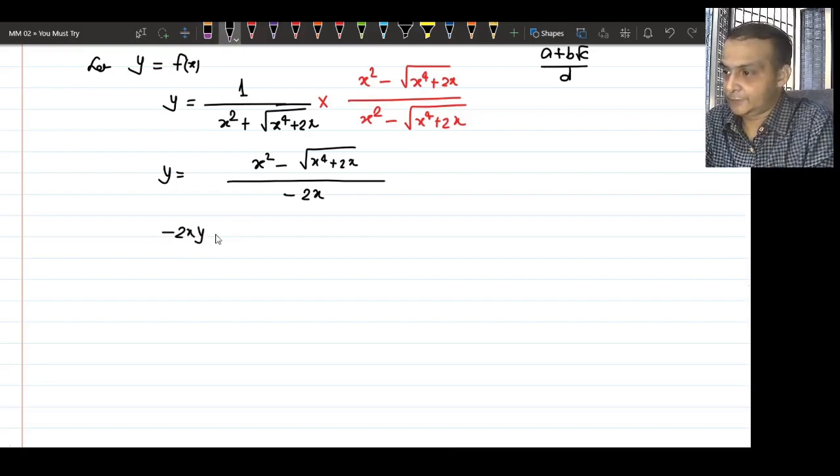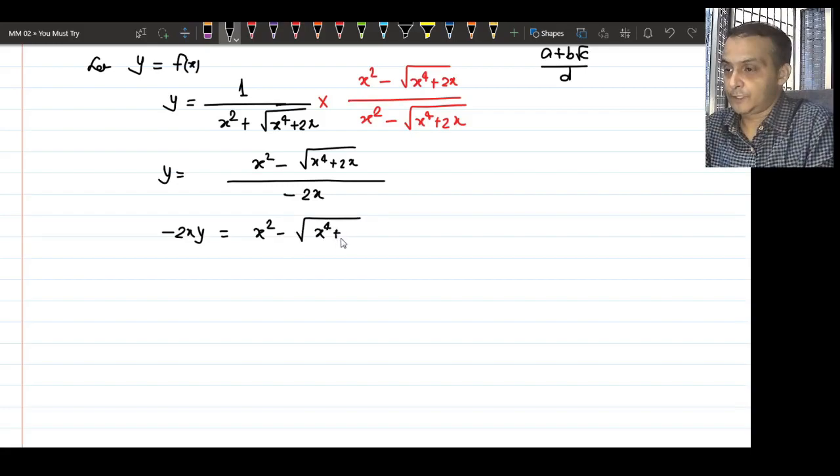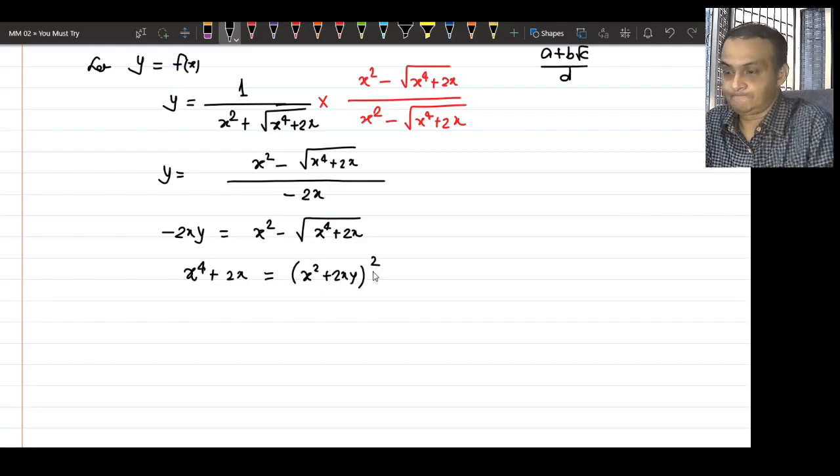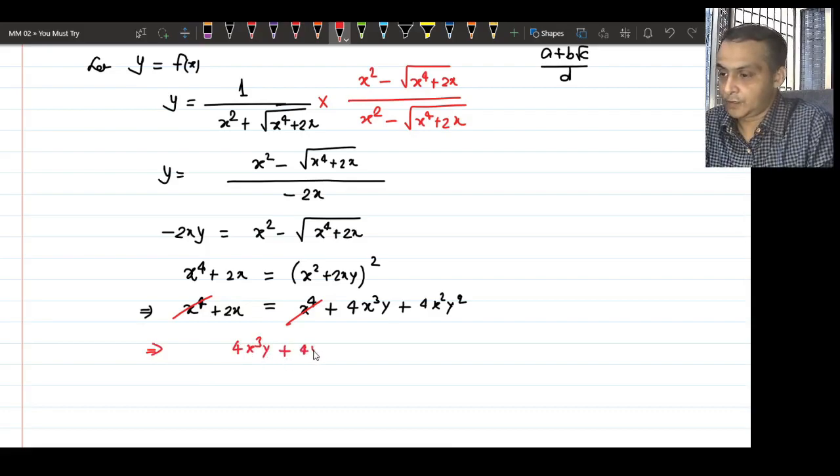So for that, I can write negative 2xy is equal to x squared minus square root of x to the power 4 plus 2x, and then I can write x to the power 4 plus 2x is equal to x squared plus 2xy the whole squared. If I square it, we get x to the power 4 plus 4x cubed y plus 4x squared y squared. So from here, x to the power 4 and x to the power 4 cancel, and we will have the equation like this: 4x cubed y plus 4x squared y squared minus 2x is equal to 0.